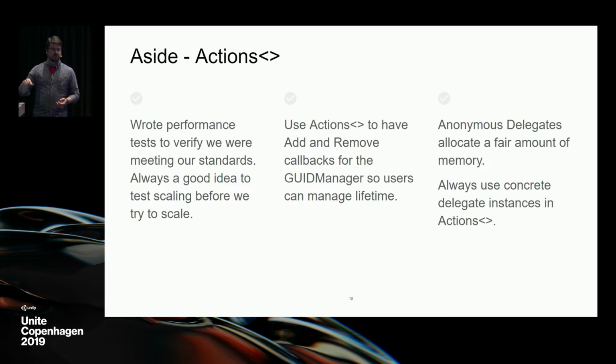You can just bring it up from Window, Test Runner, and help make your tools more solid, help make your gameplay systems more solid. The first time I wrote a scaling test for this system, it turned out that actions actually allocate memory if you use them like you would expect to. Namely, if you ever use an anonymous delegate in an action, it does a boxing allocation.